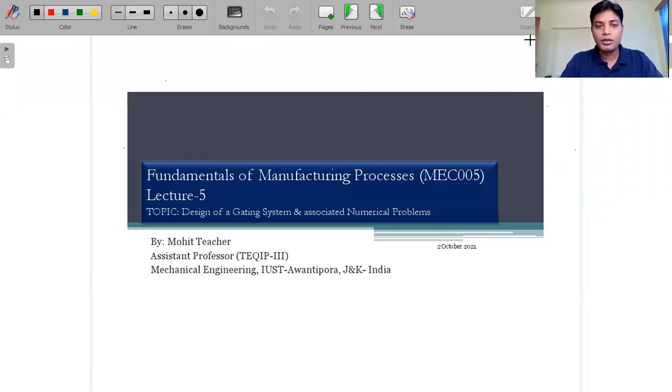Okay, guys. So today is lecture number 5 of the fundamentals of manufacturing processes. Today we are going to discuss the design of a gating system and its associated numerical problems. Numerical problems I'm taking for the top gate system that we discussed last time. So first we will discuss that one, and then we will move to the next part.